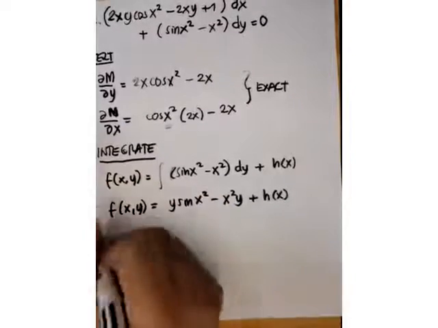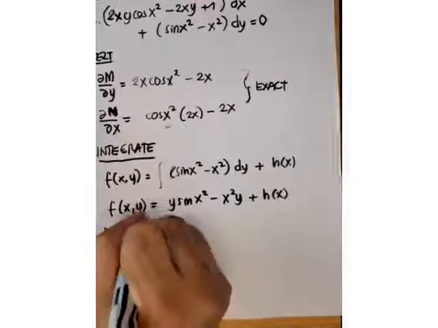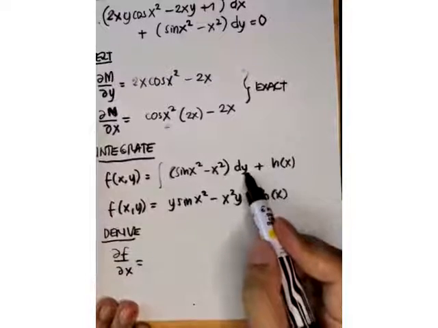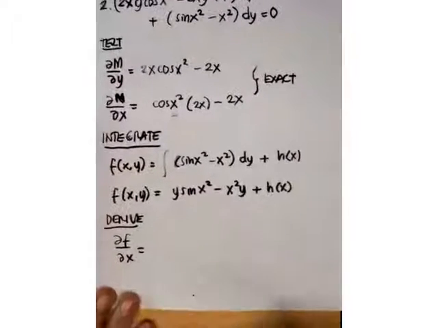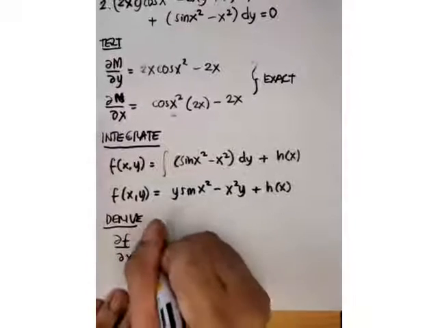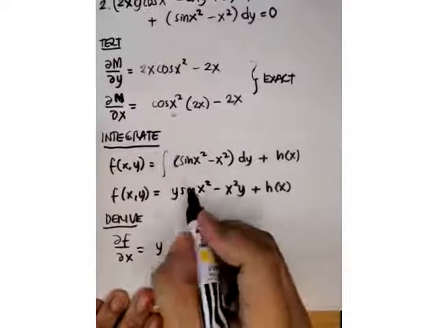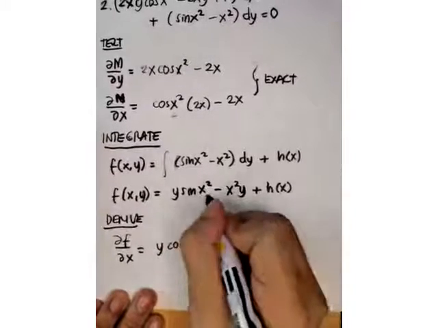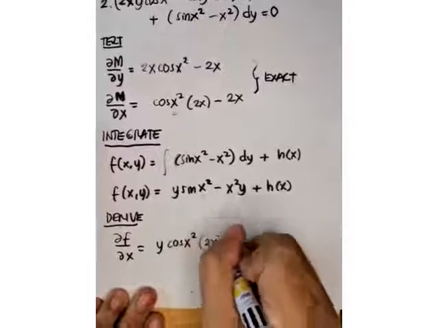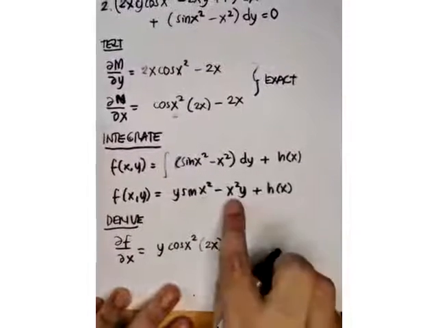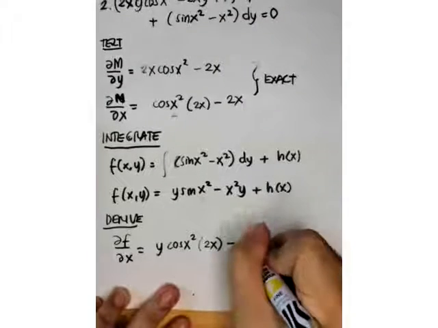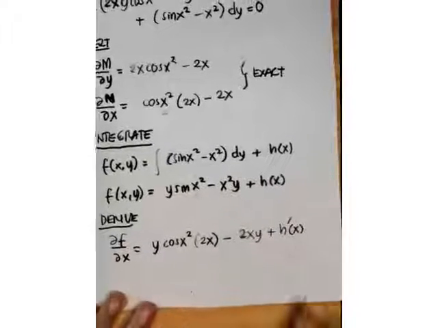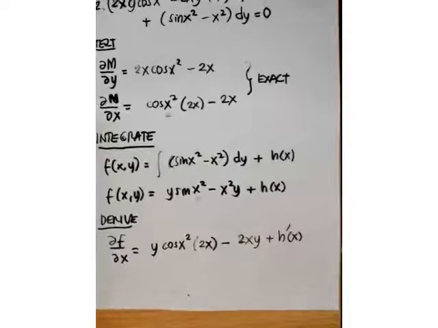Okay, next, let's derive. Okay, so let's derive the function in terms of x. Kasi integrate natin siya in terms of y. Let's derive it in terms of x. So this will be equal to y. Okay, derivative ng sine x squared. So that's cosine x squared at chain rule times 2x. Okay, minus ayan, 2xy plus h of x prime.